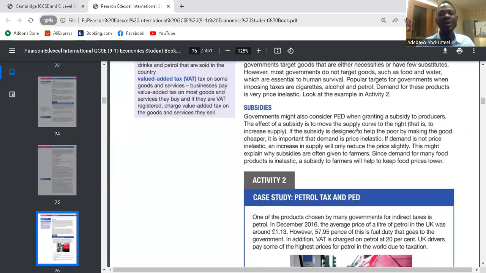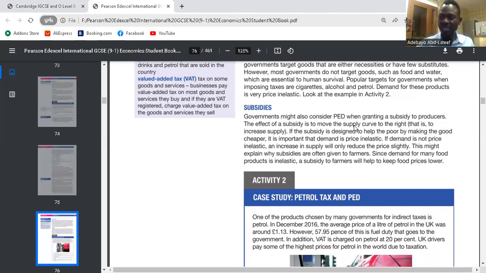For subsidies, government might also consider PED when granting a subsidy to producers. The effect of the subsidy is to move the supply curve to the right. I told you earlier, government will increase taxes on goods they feel are demerit goods or goods for the rich, so that demand will reduce. The same goes for subsidies. A subsidy is financial help from government. If government is giving subsidy, it is doing that to increase the productive capacity of the economy. The government wants to increase output, so to encourage output, government must help financially. So government will consider price elasticity of demand whenever they want to grant a subsidy.